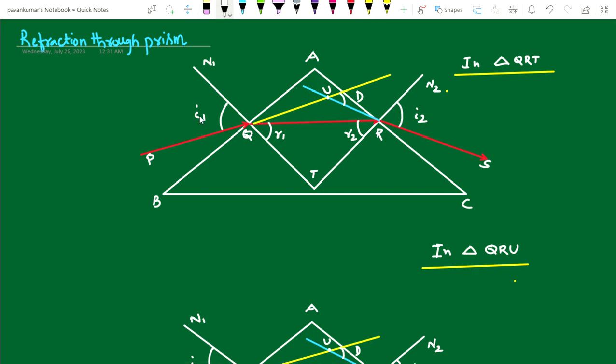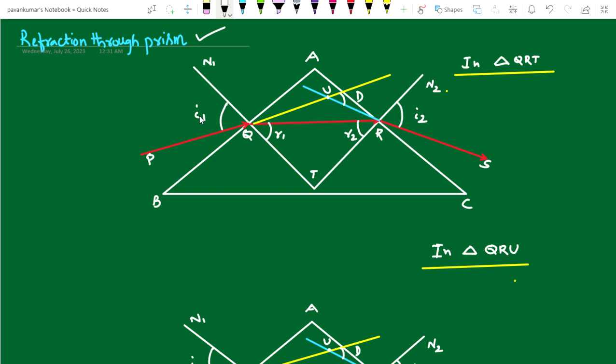Today we will discuss refraction through a prism. A prism is a glass material made of crown or flint glass. Here the prism has three planes, and a prism is of an equilateral triangle.